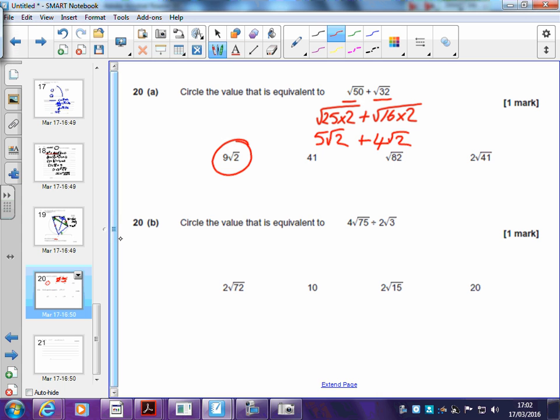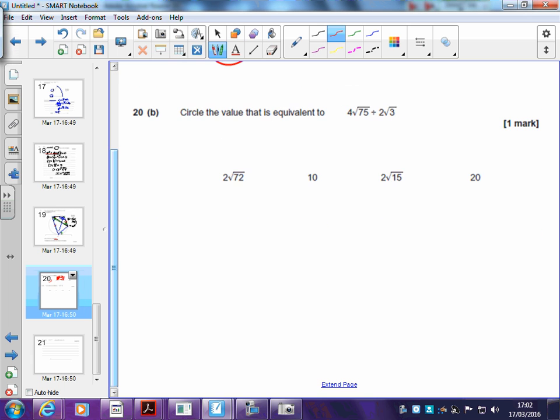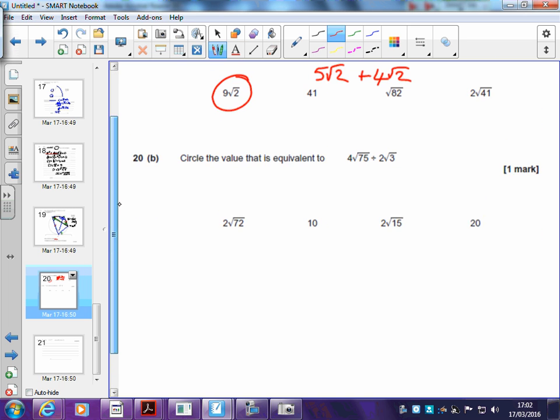Okay, part B of the question. Don't know why that's not moving down. Oh, because I haven't extended the page, that's why. Part B of the question.